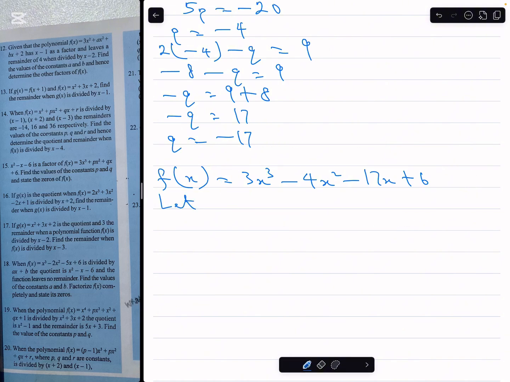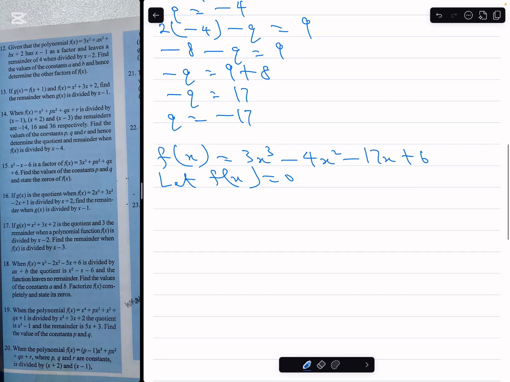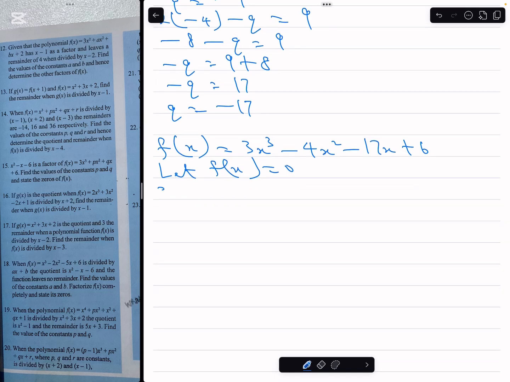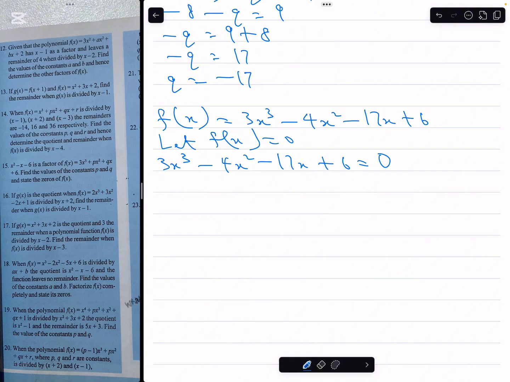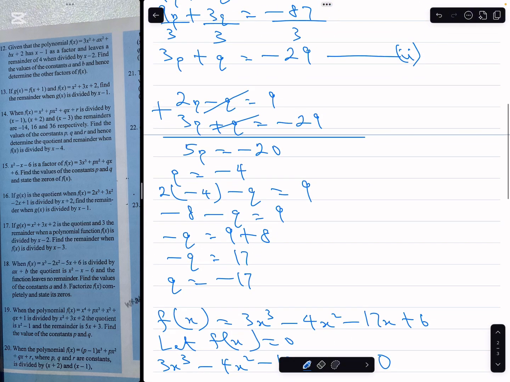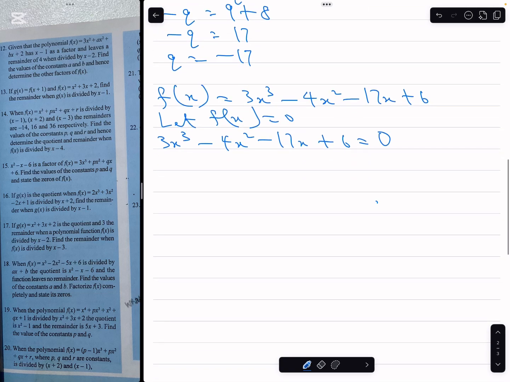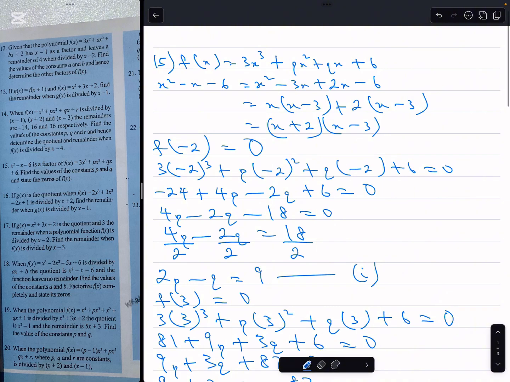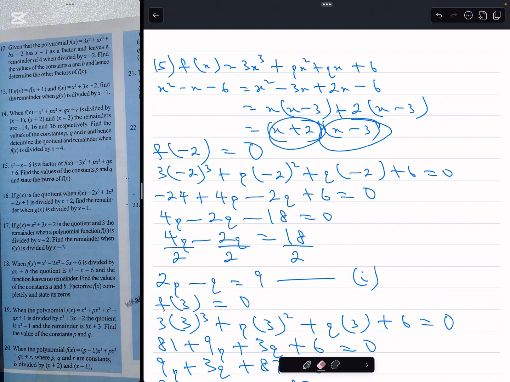Now to find the zeros of f of x, equate f of x to 0. If f of x is 0, that simply means 3x cubed minus 4x squared minus 17x plus 6 equals 0. Now we already know one of the factors of f of x. In fact, we already know two of the factors, and those factors are, let's go back there, x plus 2 and x minus 3.